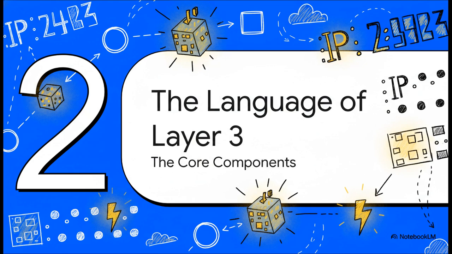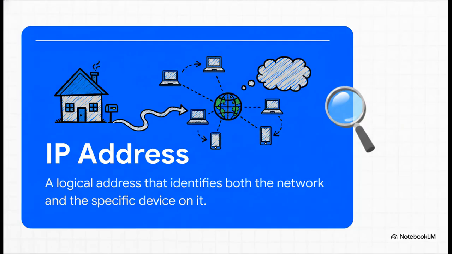Okay, so to really get how this works, you gotta speak its language. And that means getting to know the two most important pieces of the puzzle: IP addresses and packets. First up, the IP address. Now, the key thing to remember here is that an IP address is logical. It's not permanent like a MAC address that's burned into your hardware. It's more like your home address. It tells everyone what city you're in, that's the network part, and your specific house number, that's the device part. And just like you can move to a new house, your phone or laptop gets a new IP address whenever it joins a new Wi-Fi network.